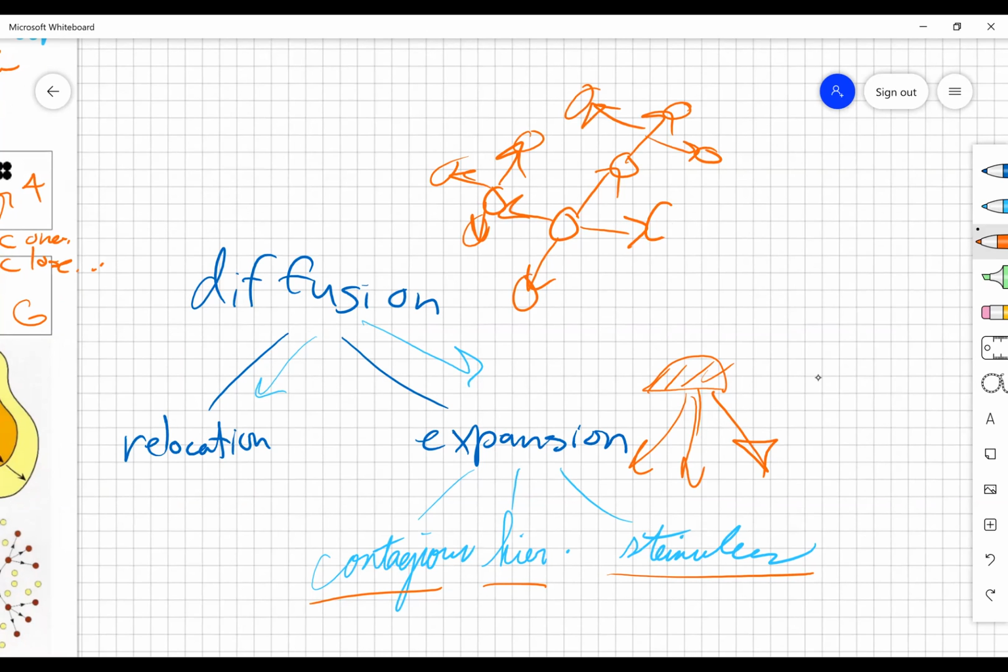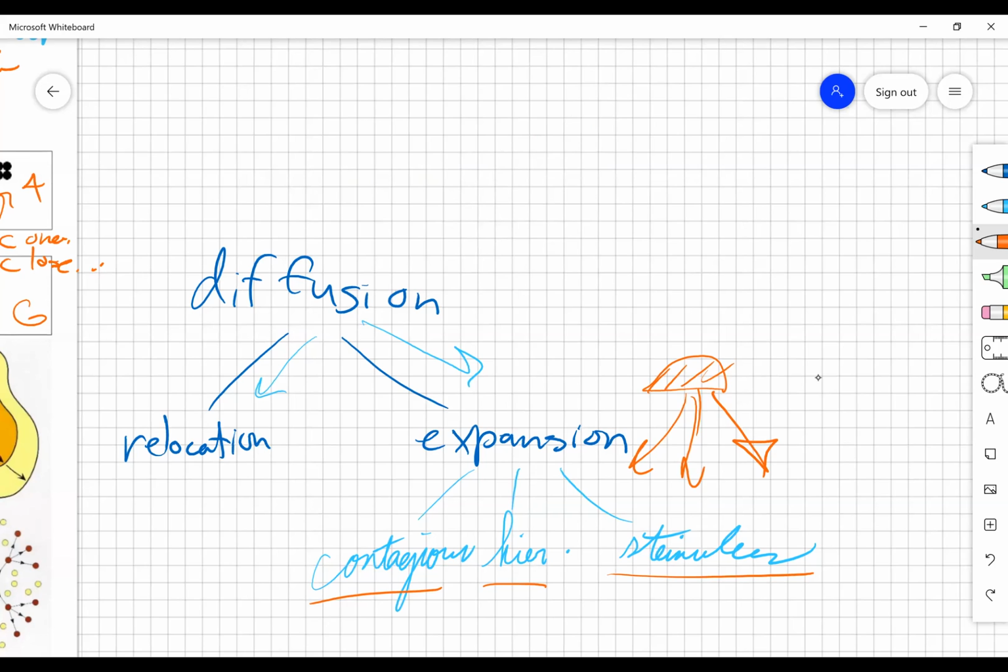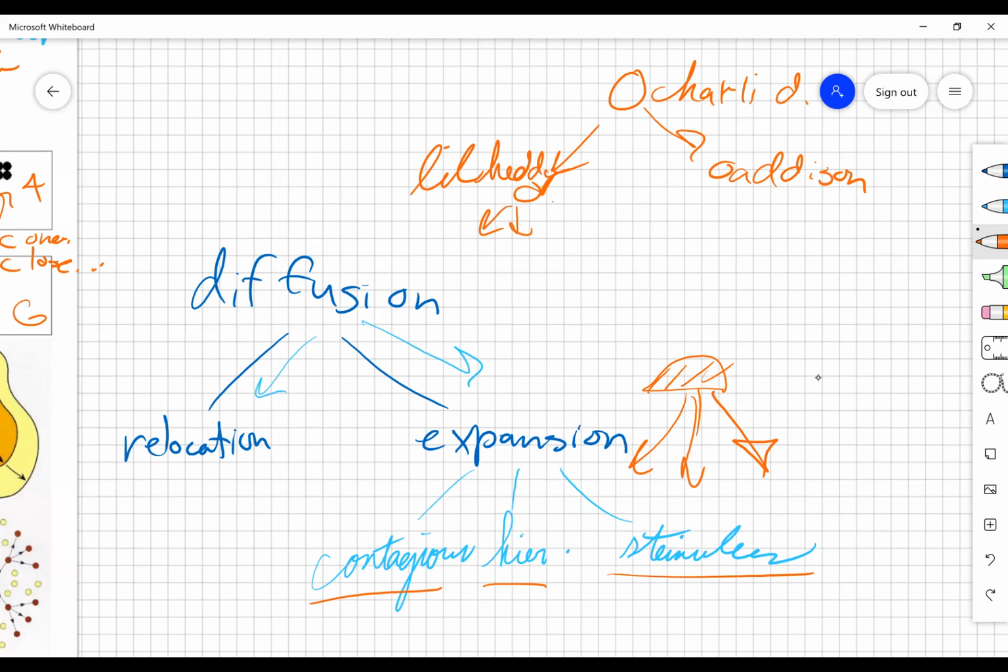Contagious is like that. Now hierarchical is going to be like the most important people have the most power. So this is like Charlie D'Amelio. So if Charlie does a dance, then maybe Lil Huddy and Addison are going to do it too. And then as their fans see them do it, then more people are going to do this dance.